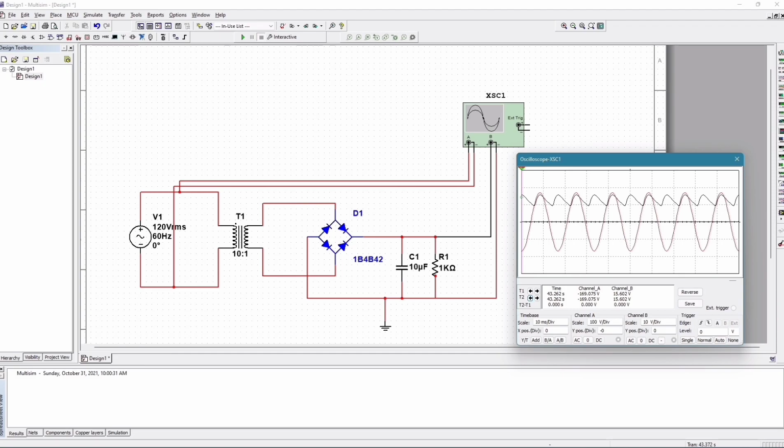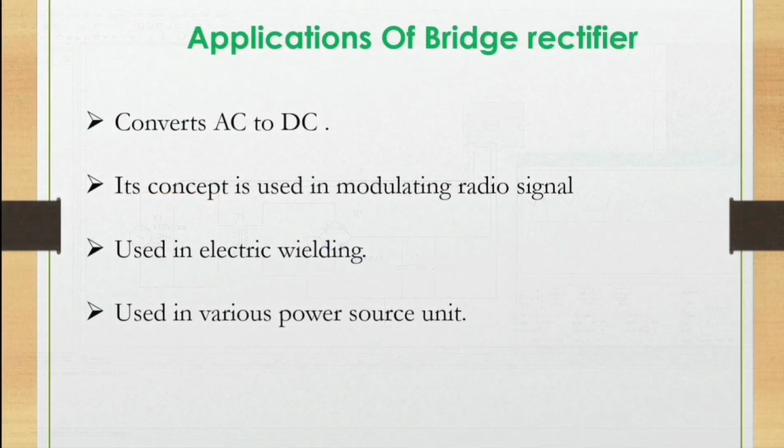So with this, the discussion comes to an end, but before I end this video, I would like to list out some applications of the bridge rectifier. The high AC voltage can be converted into a low DC value with the capable nature of the bridge rectifier. In modulating radio signals, to detect its amplitude, the concept of the bridge rectifier is essential. For electric welding, it requires a steady supply of DC in a polarized manner. This is possible by the full wave rectifying circuit.